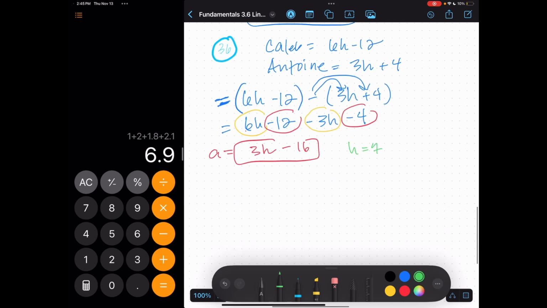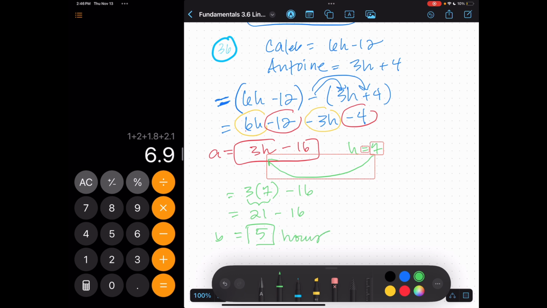This is a plug and chug. I know y'all love it when I say that. So this is 3, plug in 7 for h, you're substituting it, minus 16. What is 3 times 7? 21 minus 16. What is 21 minus 16? Boom. Okay? That's B. And that's the difference between the two, and that's your assignment.